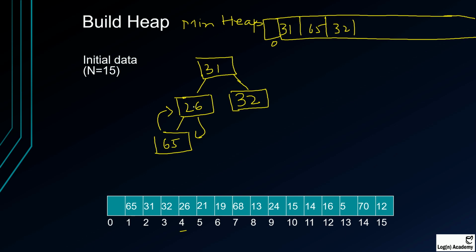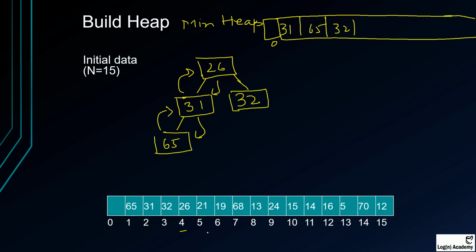Now is 26 less than 31? Yes, it is less than 31 also, so we will have to make another swap. 26 will become the root and 31 will come here. We will do another check: is 32 less than 26? No, 32 is not less than 26, so that's good. We need not make any further changes.